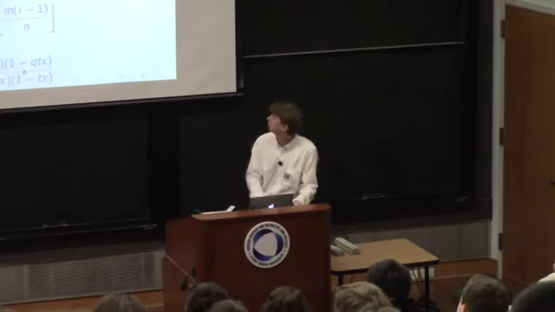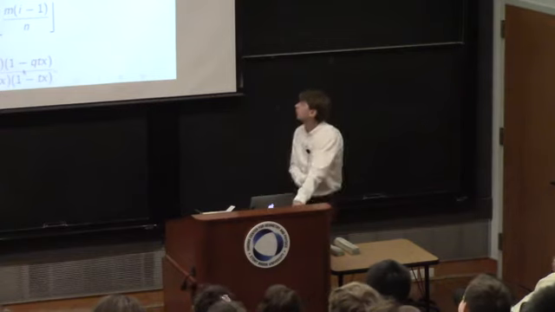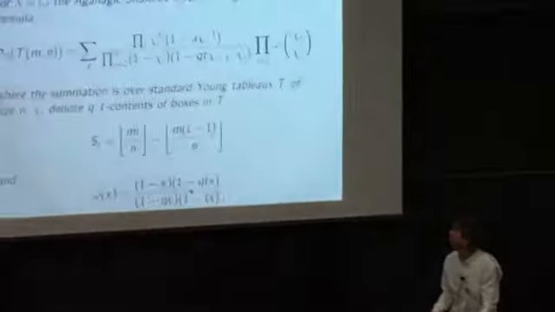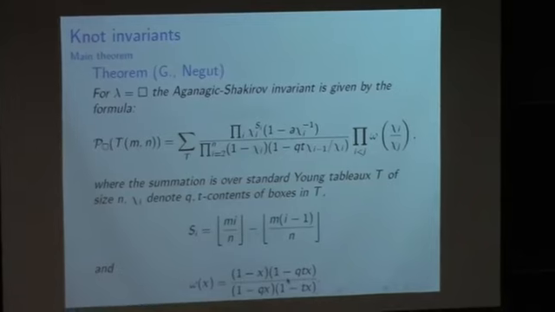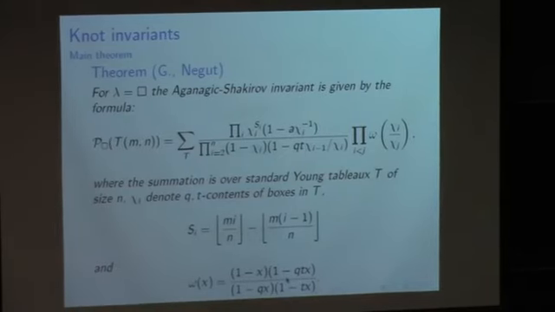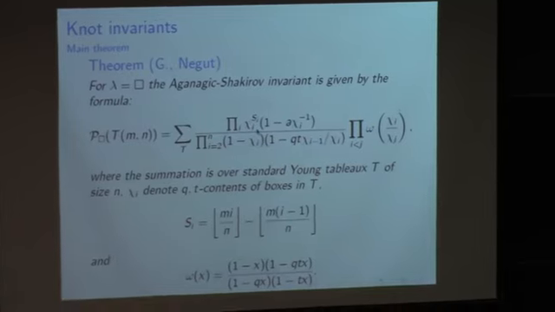So here is our main result with Andrei: there is an explicit formula for this refined Chern-Simons invariant of Aganagic and Shakirov, and it is given by this formula, which is a huge sum over all standard Young tableaux of size n. And here is a product of numerous factors. Let me not try to read the whole formula, but describe some ingredients. These chi i's are the contents of the boxes in T.